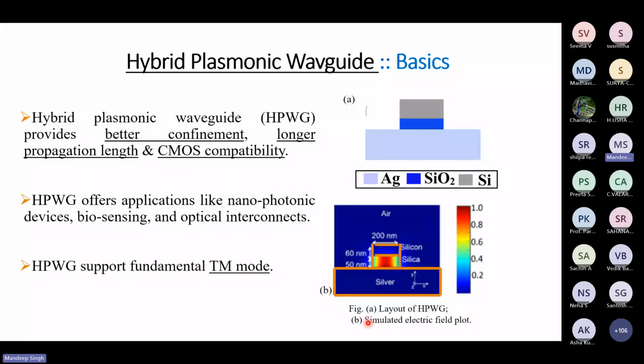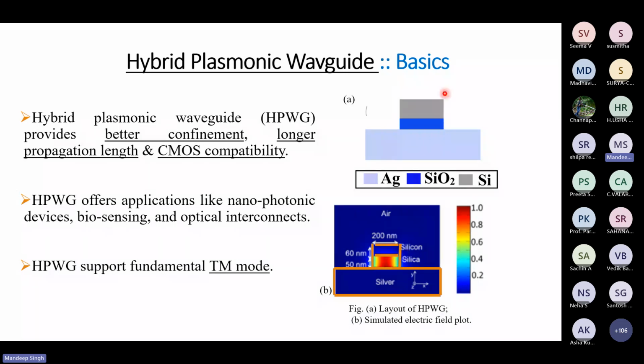If you see figure B, it is the electric field plot. Using the mode solver, we can consider a slot height of 50 nanometer, silicon height of 60 nanometer, and width of 20 nanometer, covered with air. You will observe the mode propagation or confinement in the slot, because most sensors work on some slot waveguide.